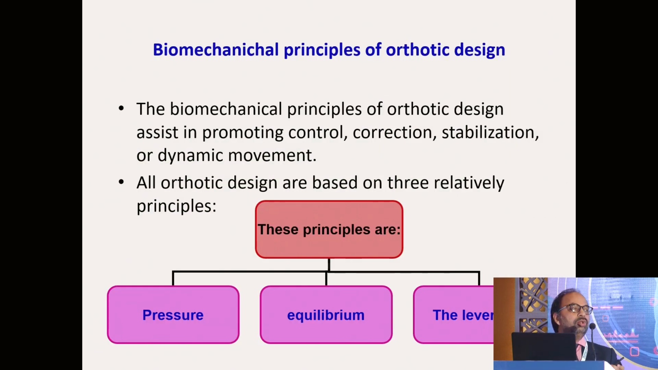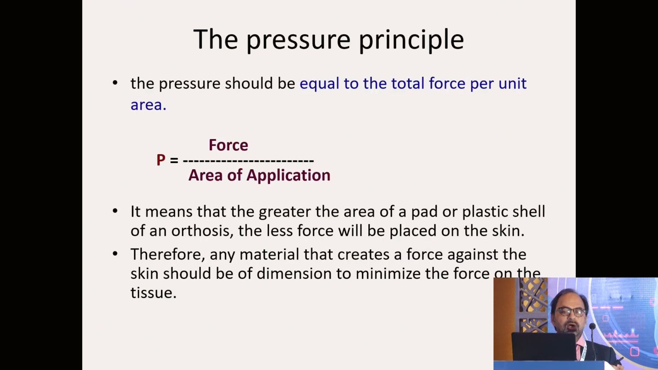Then coming to the principles of orthotic design. There are three basic biomechanical principles, which assist in promoting control, correction, stabilization and or dynamic movement. What are these three principles? Pressure principle, equilibrium principle and lever arm principle. So what is pressure? All of you know, force upon area. So what does it mean? The greater the area of a pad or plastic shell, the less force will be placed on the skin. So we have to be very careful that the orthosis should not cause any shear or stress on the skin.